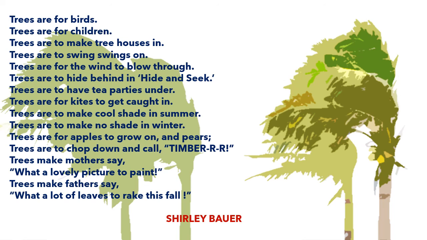Now it's time to look at the poem. Trees are for birds. Trees are for children. Trees are to make tree houses in. Trees are to swing swings on. Trees are for the wind to blow through.